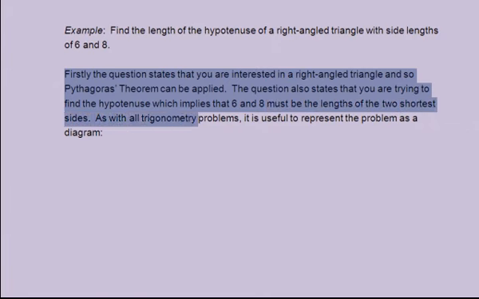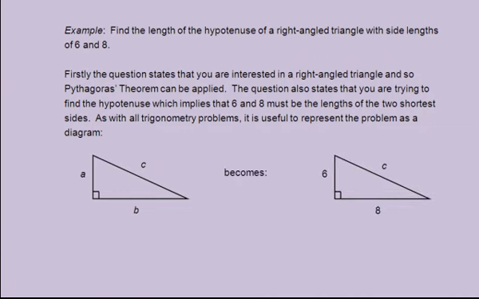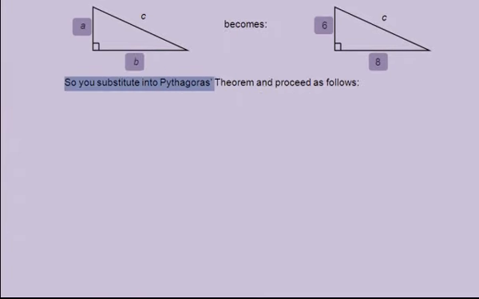As with all trigonometry problems, it is useful to represent the problem as a diagram. Let's start with a basic right-angled triangle. As 6 and 8 are the two shortest sides, i.e. a and b, this triangle becomes where we have replaced a with 6 and b with 8. So you substitute into Pythagoras' theorem and proceed as follows.